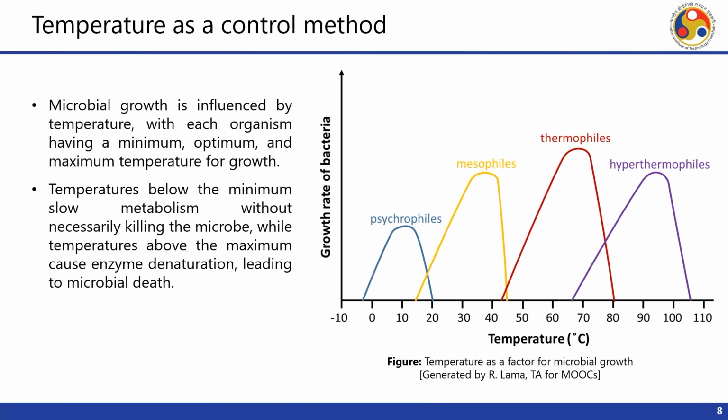Temperatures below the minimum preferred range slow metabolism without necessarily killing the microbes, while temperatures above the maximum cause enzyme denaturation leading to microbial death.